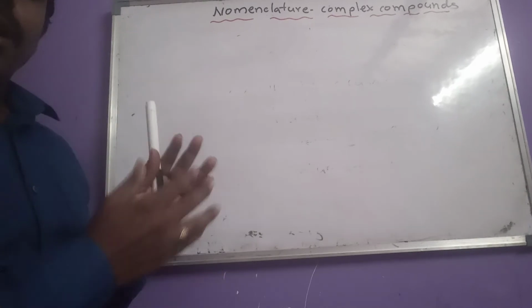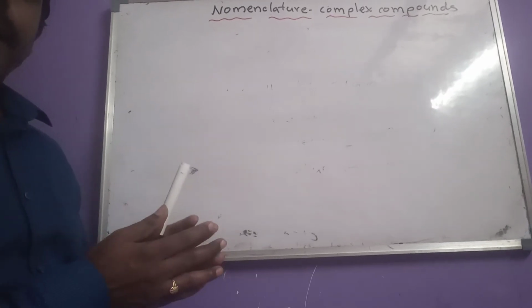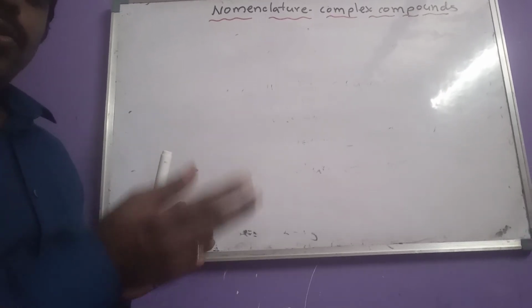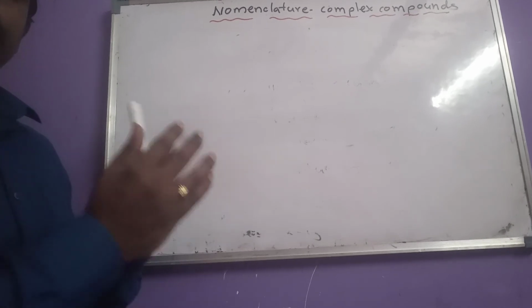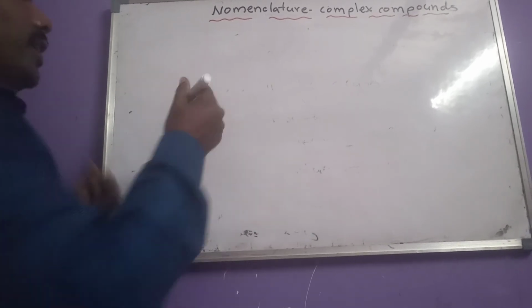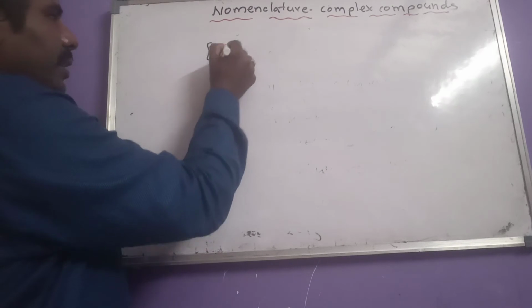Okay, then now let us see the nomenclature of two coordination compounds present with one another. So one example here, what is that?